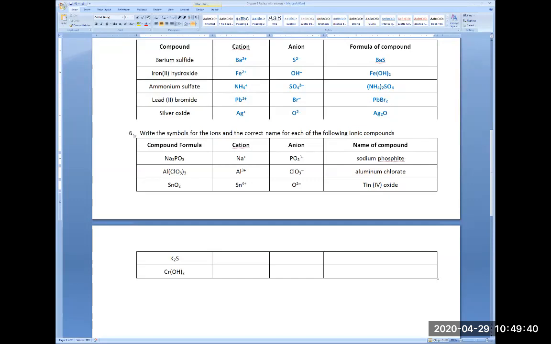So it's tin 4 oxide. Does it make sense? The Roman numeral stands for the charge on tin. It's not the subscript or something like that. It's the charge on tin. And here we found that it's 4 plus. So then it's tin 4. Okay, so let's do K2.